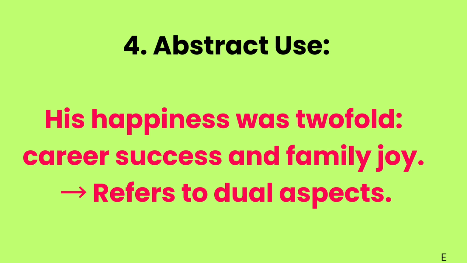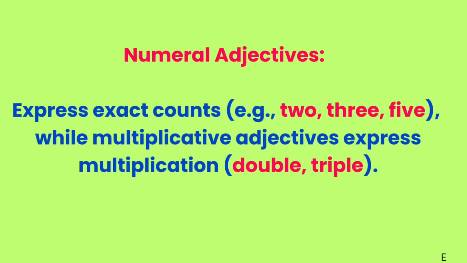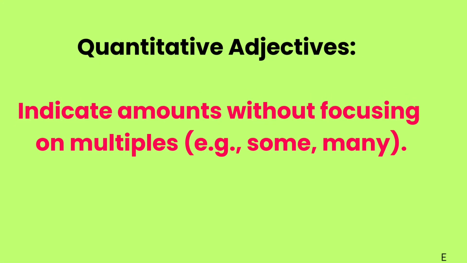Refers to dual aspects. How they differ from other adjectives. Numeral adjectives express exact counts, 2, 3, 5, while multiplicative adjectives express multiplication, double, triple, etc. Quantitative adjectives indicate amounts without focusing on multiples, some, many.